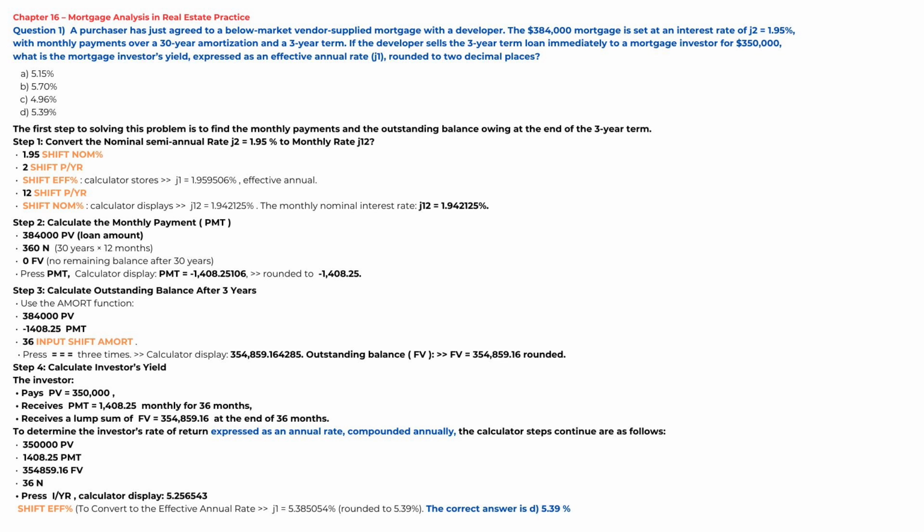350,000, PV. 1,408.25, PMT. 354,859.16, FV. 36, N. Press I/YR. Calculator displays 5.256543. Shift, EFF, to convert to the effective annual rate. J1 equals 5.385054%, rounded to 5.39%. The correct answer is D, 5.39%.